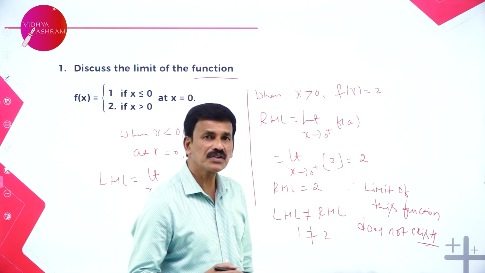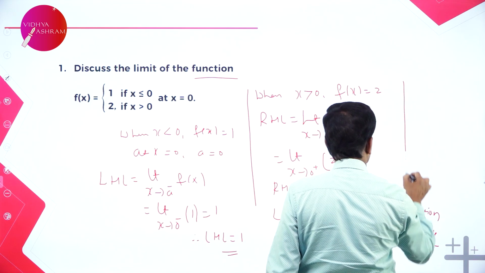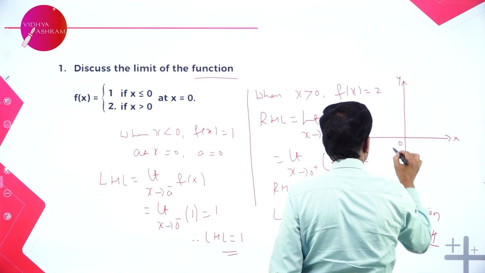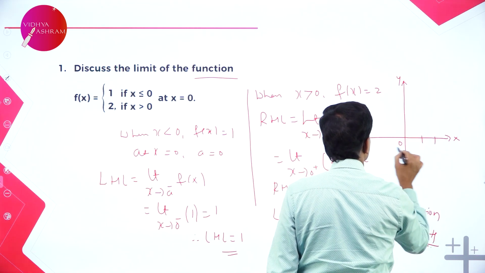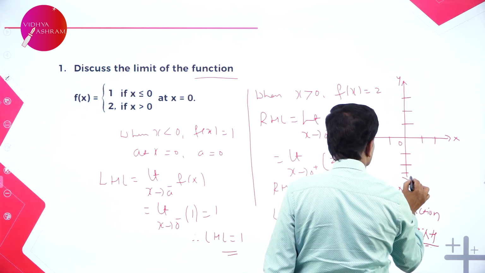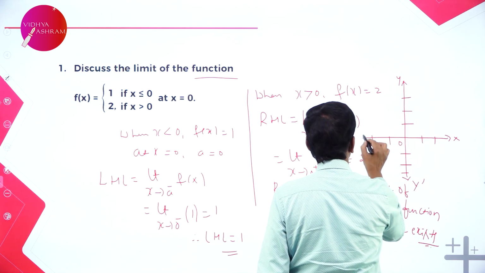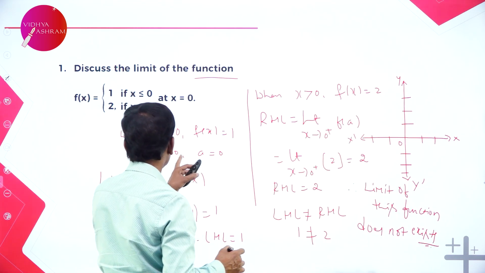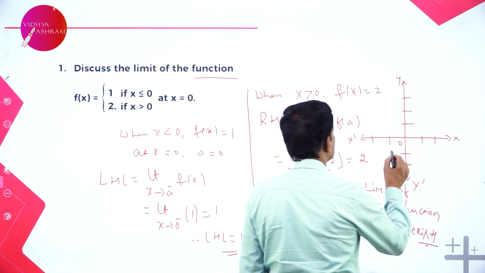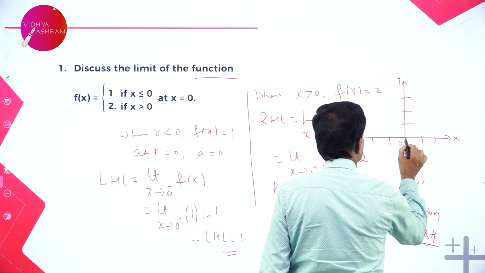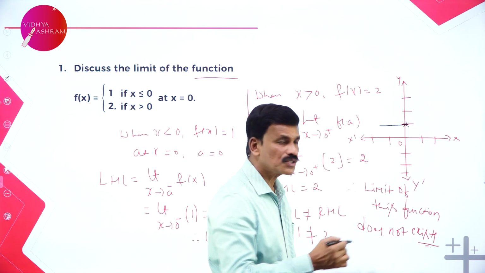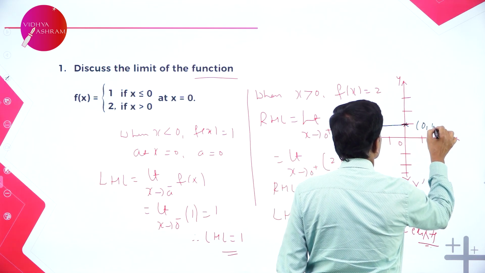Suppose if we draw the graph for this, let us write the graph for this. This is the x-axis and y-axis, 0, and x is equal to 1, 2, minus 1, minus 2, y is 1, 2, 3, and 1, 2, 3, so y dash and x dash. At x is equal to 0, now what are the values we got? At x is equal to 0, the left hand limit is 1. So here, this is x is equal to 0, y is equal to 1. So we can write this is the value, 0 comma 1.